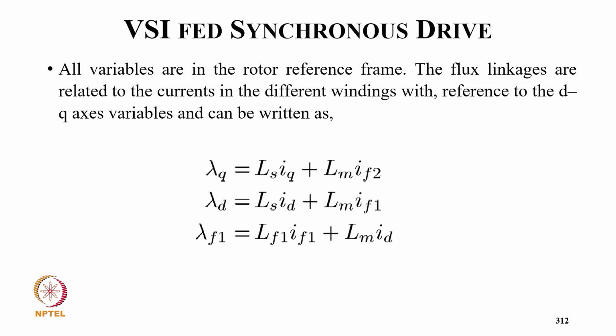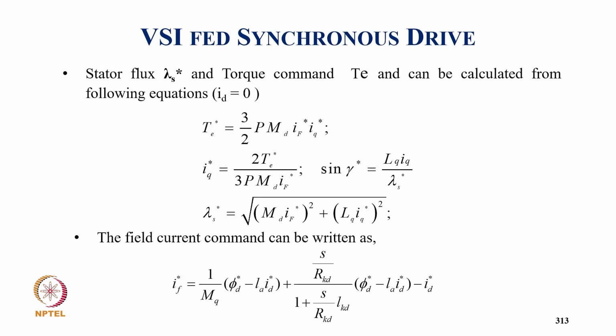So all variables are in the rotor reference frame. The flux linkages are related to the currents in the different windings with reference to the D and Q axis variables, and can be written: lambda Q equal to LS IQ plus LMQ IF2, lambda D equal to LS ID plus LM IF1, and lambda F1 equal to LF1 IF1 plus LM ID. And the stator flux lambda star and the torque command T star can be calculated from the following equations, keeping ID equal to 0: T star equal to 3 by 2 PMD IF star, and IQ star equal to 2 T star upon 3 PMD IF star, and sin gamma star equal to LQ IQ upon lambda S star, lambda star equal to under root of (MD IF) square plus (LQ IQ star) square.